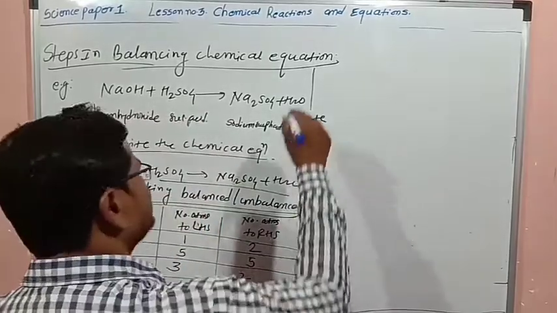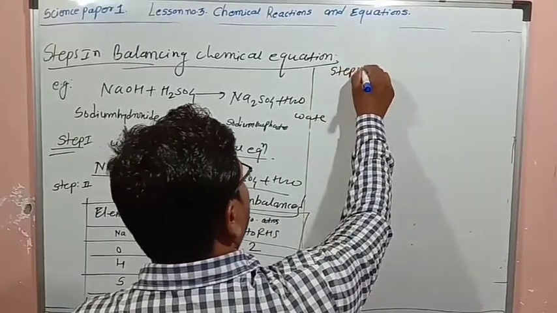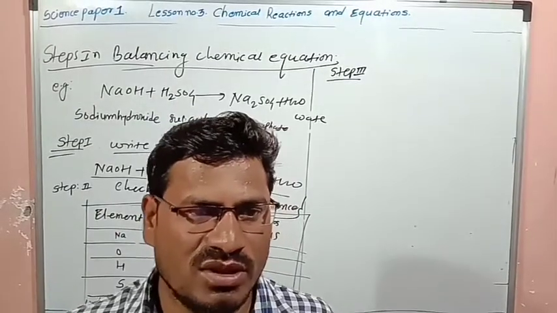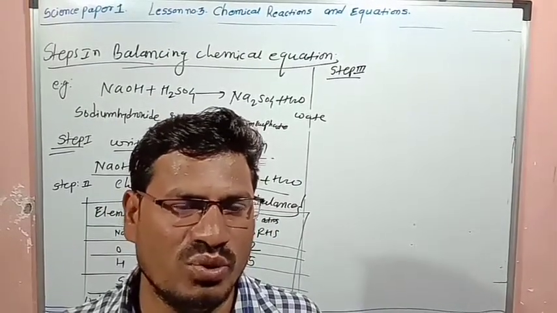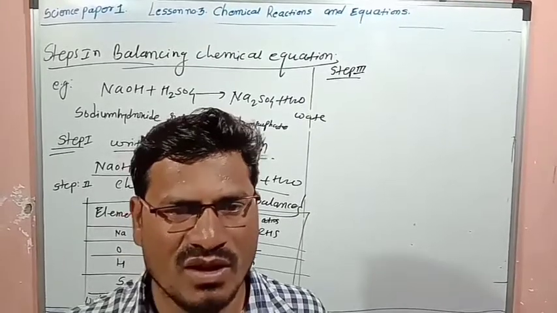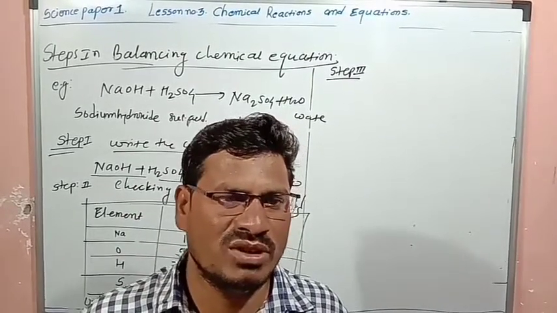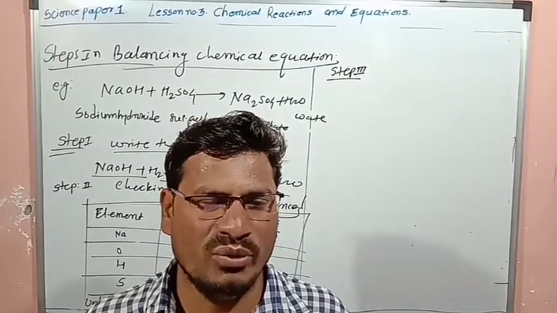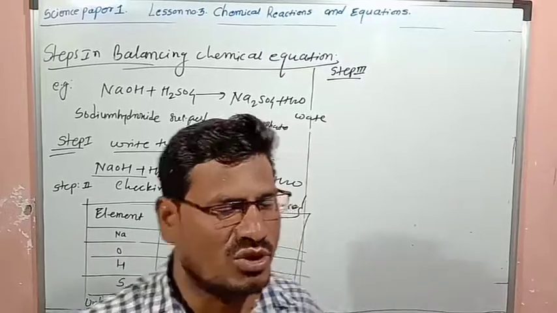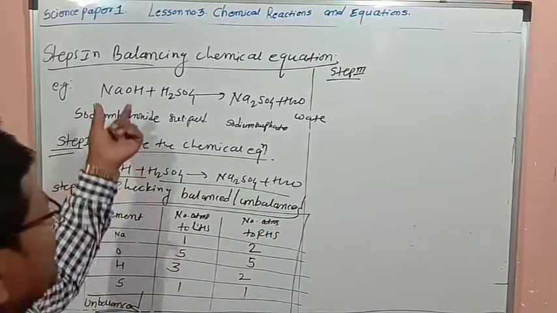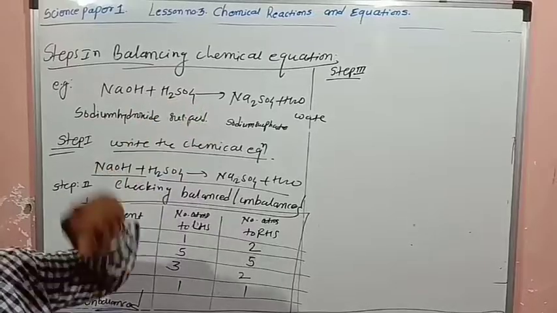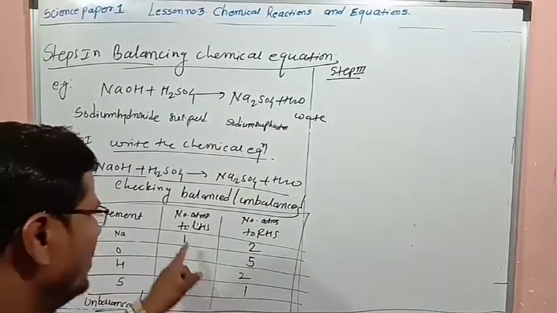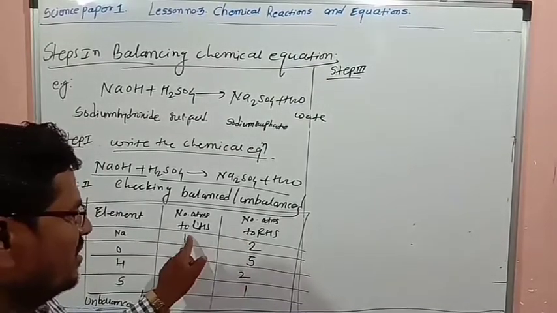Next is step number 3. In step number 3, you have to choose such atoms which will be balanced easily, and you have to choose the atoms from the molecule which has more atoms. Here you can choose NaOH or H2SO4, and here it is convenient to balance the sodium because here 2 is there and here 1 is there.